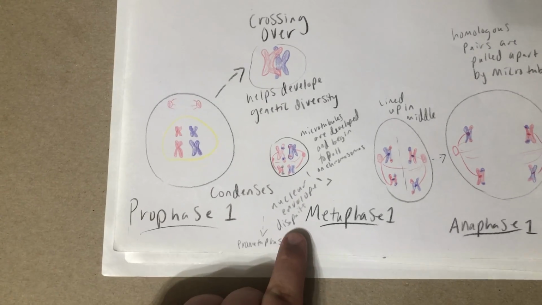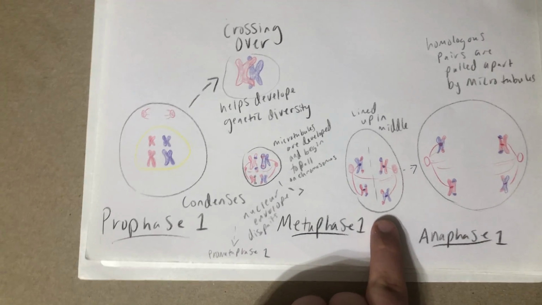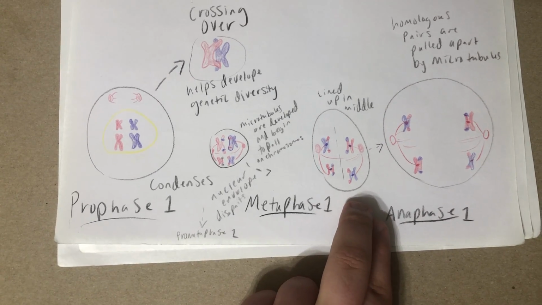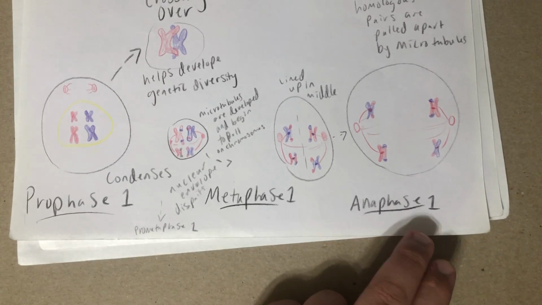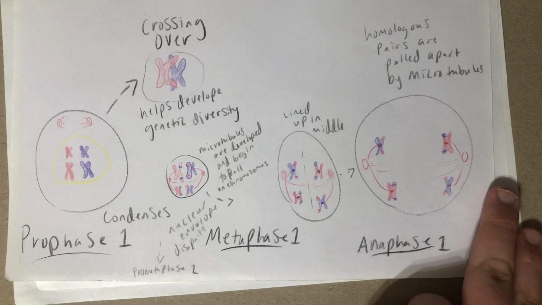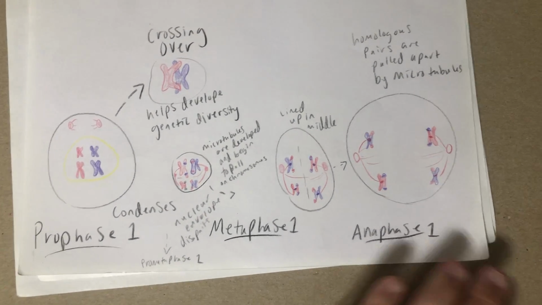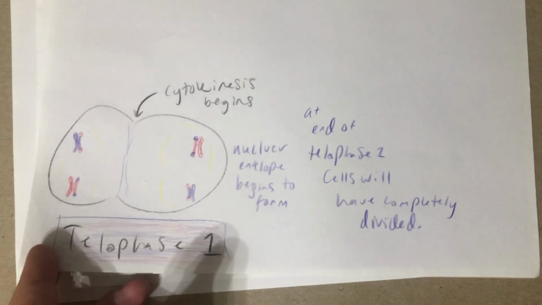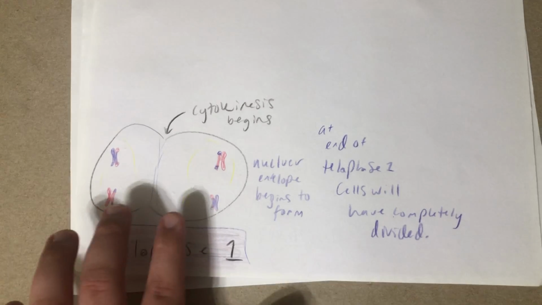Again, the nuclear envelope dissipates. Then in metaphase 1, we have lining up occur again, and all the chromosomes meet in the middle. This time they're diploids. It's a diploid cell. Then anaphase 1 occurs, which is where homologous pairs are pulled apart by microtubules, as seen here. After anaphase 1, we go into telophase 1, which can be seen right here. Again, you can see two cells starting to form.